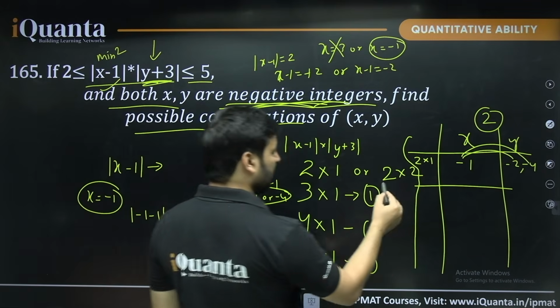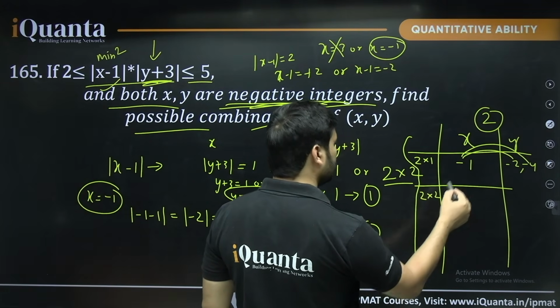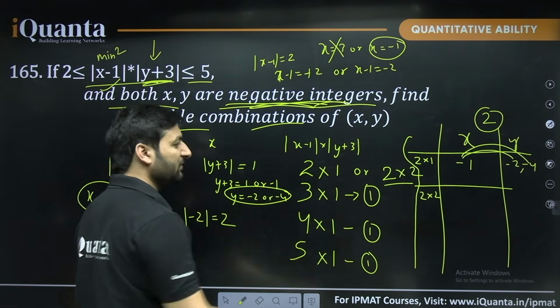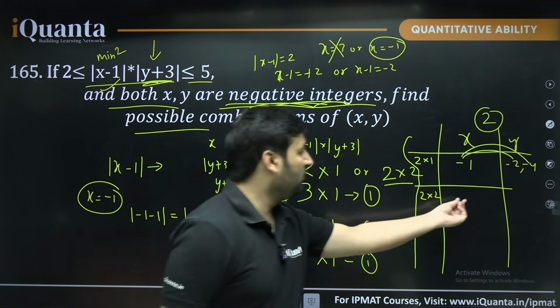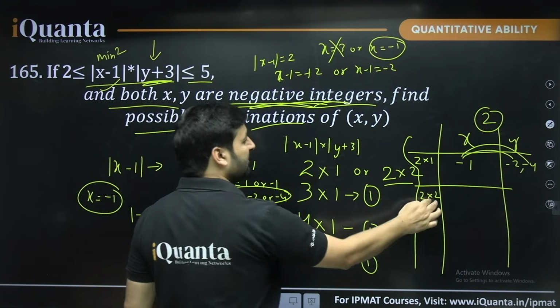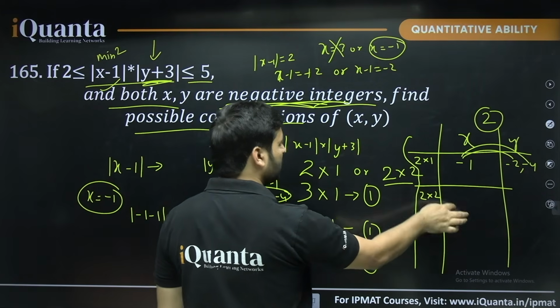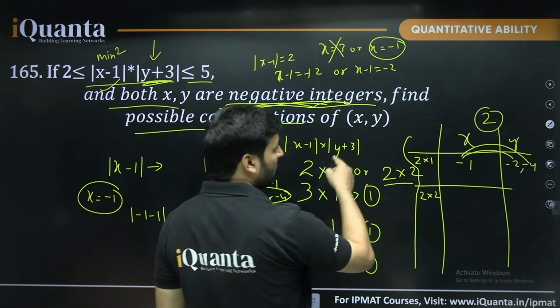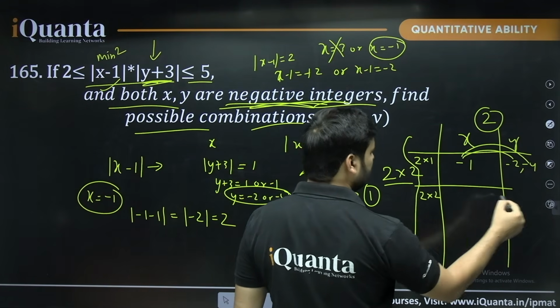Now let me deal with another pair, 2 into 2. I hope you can do it now. Find out the value of x. Put mod x minus 1 equal to 2, you will get one value of x. Only take the negative value, put it here, and then mod y plus 3 will be equal to 2. So mod y plus 3 will be plus 2 or minus 2. Again for y I'll get both negative values, minus 1 and minus 5, isn't it?